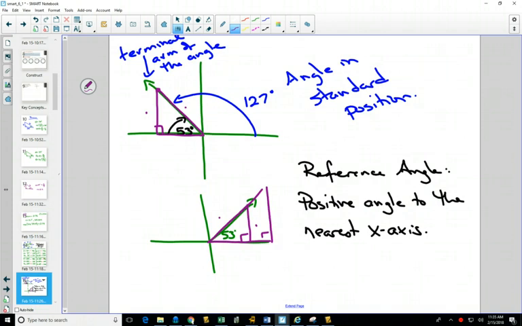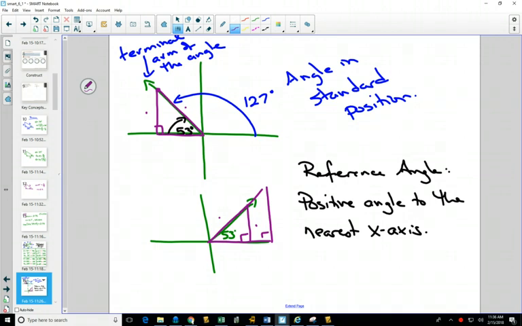Why does this happen? Because when you draw an angle, you can always draw a right-angled triangle using your reference angle. And so every set of angles that have the same reference angle will have the same answer. Just what will be different is some answers will be positive and some answers will be negative.